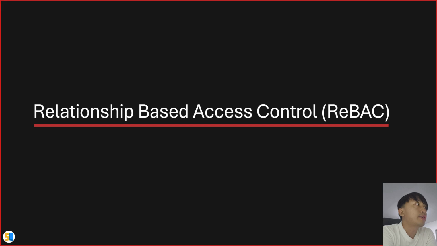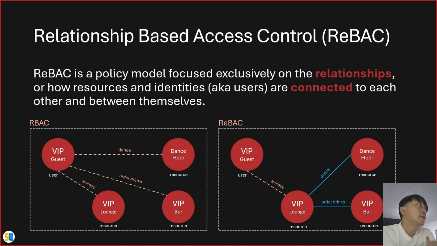The last model is relationship-based access control. In this model, the policy is focused on the relationships, or how resources and identities like users are connected to each other and between themselves. So for example, on the left, there is an RBAC example. If there is a user with a VIP role, then we can grant him permissions to dance, to order drinks, and to access the lounge, okay?